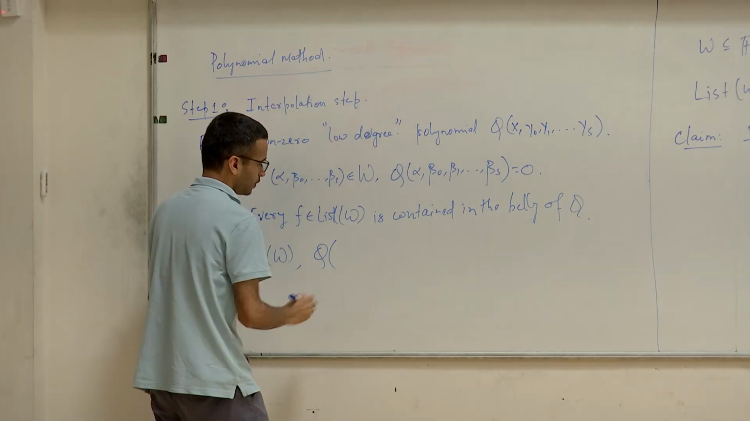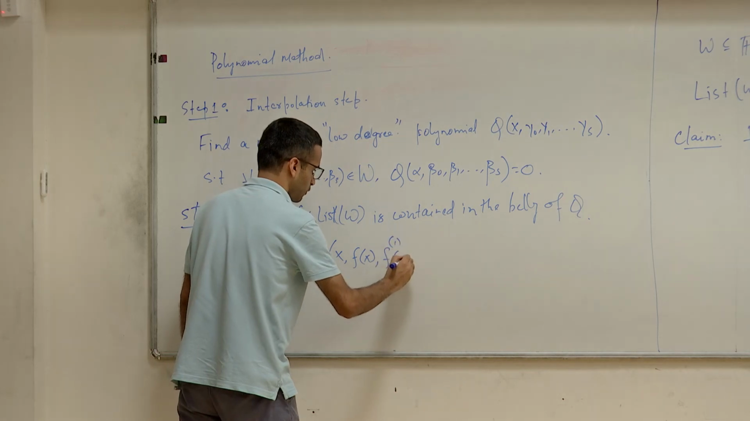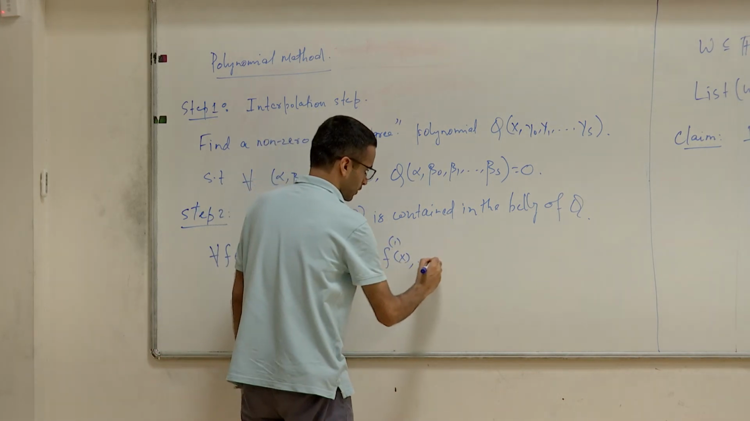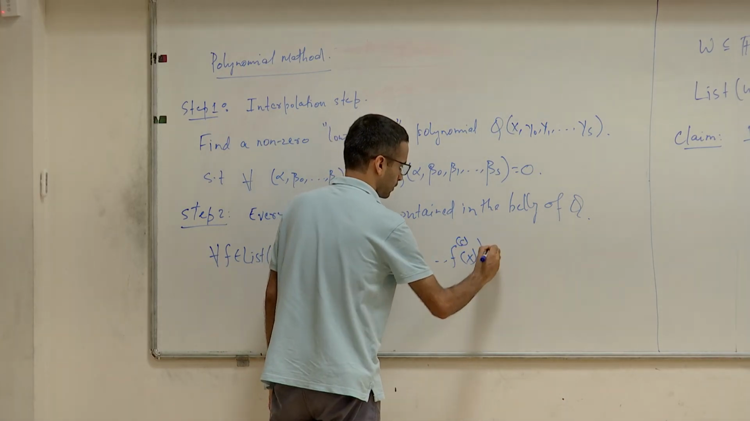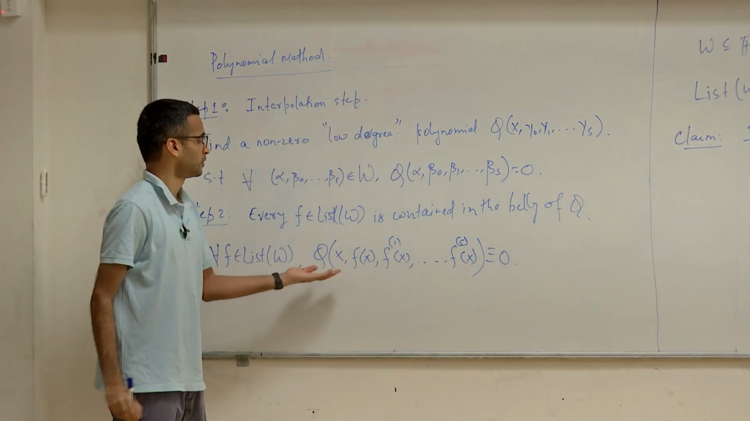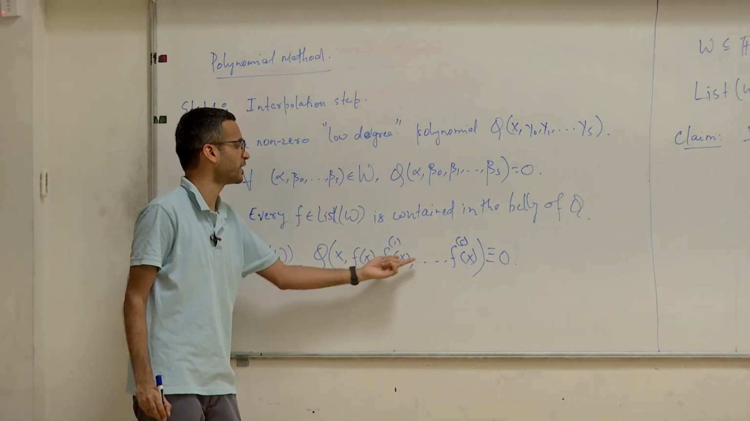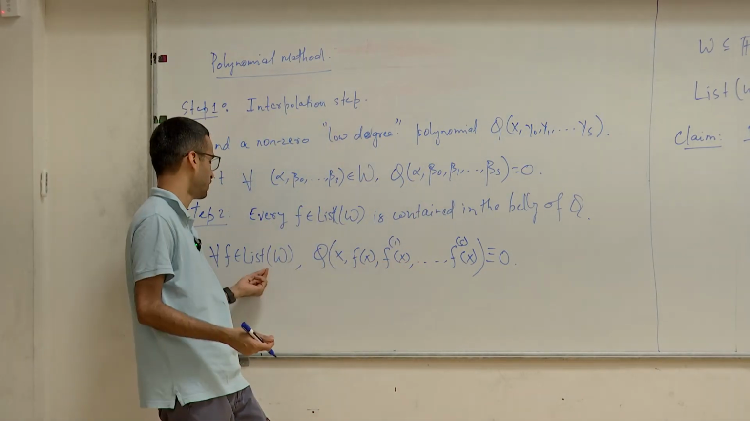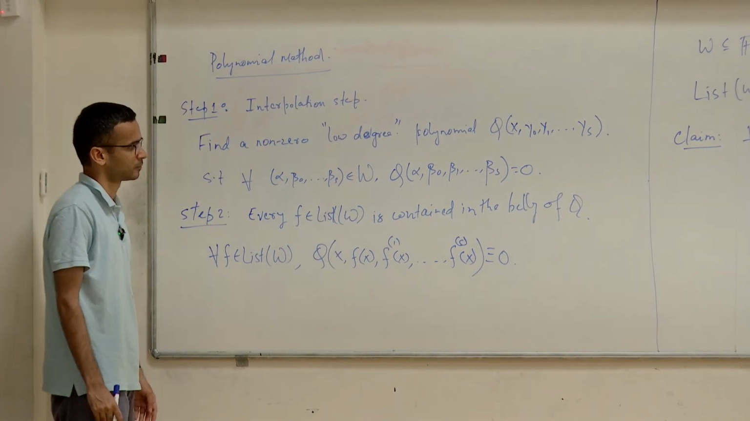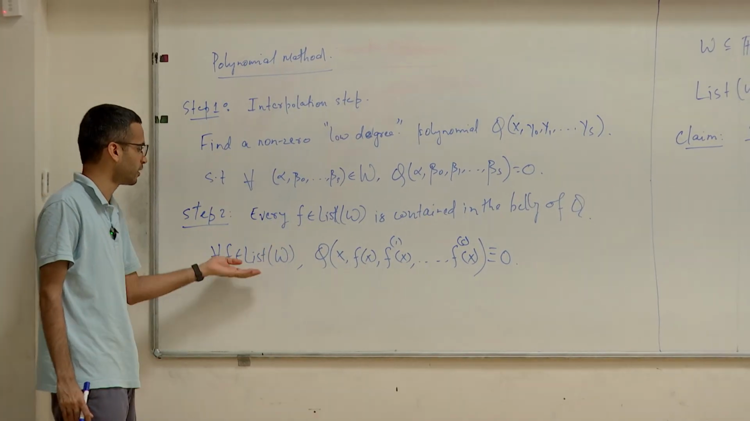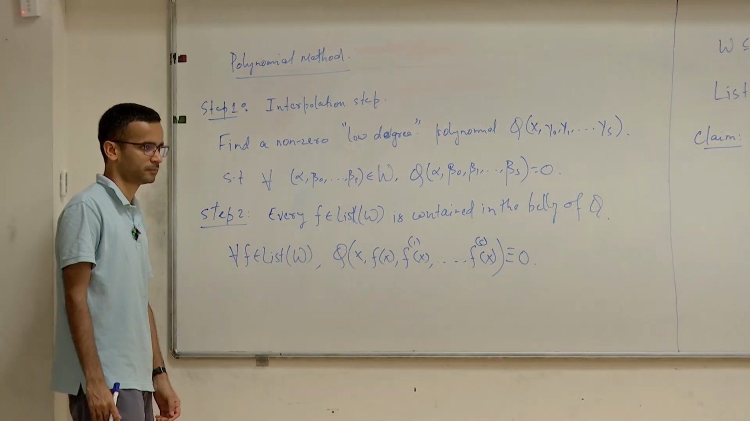Q of X comma f of X comma the first derivative of f, and so on up to the s-th derivative of f at X, this is 0. So we'll show that if you restrict the variables y0 up to ys, if you restrict the variable yi by replacing it with the ith derivative of f for any f in the list, you're going to get 0. Okay, so Q contains all the information about all the polynomials in the list in this very specific form.